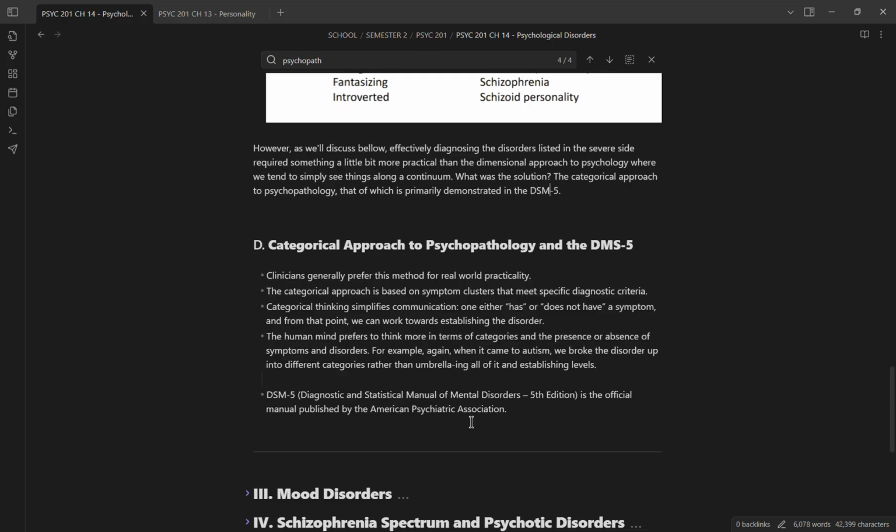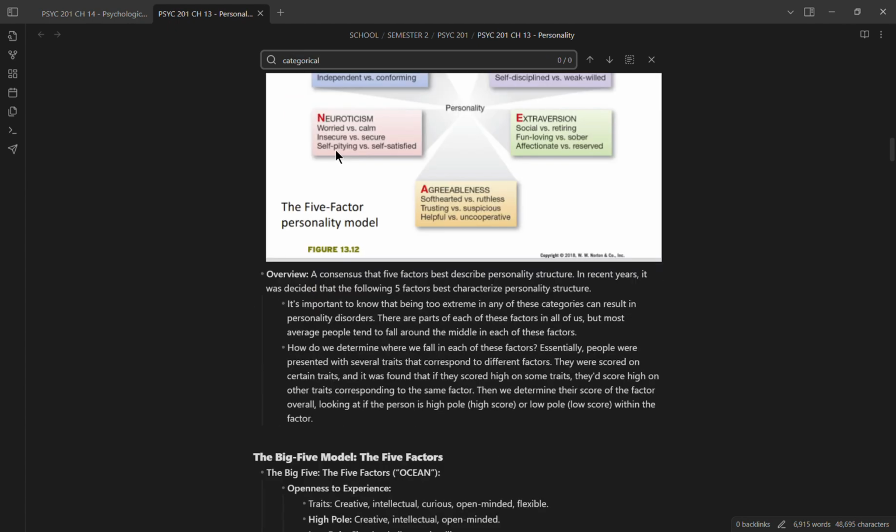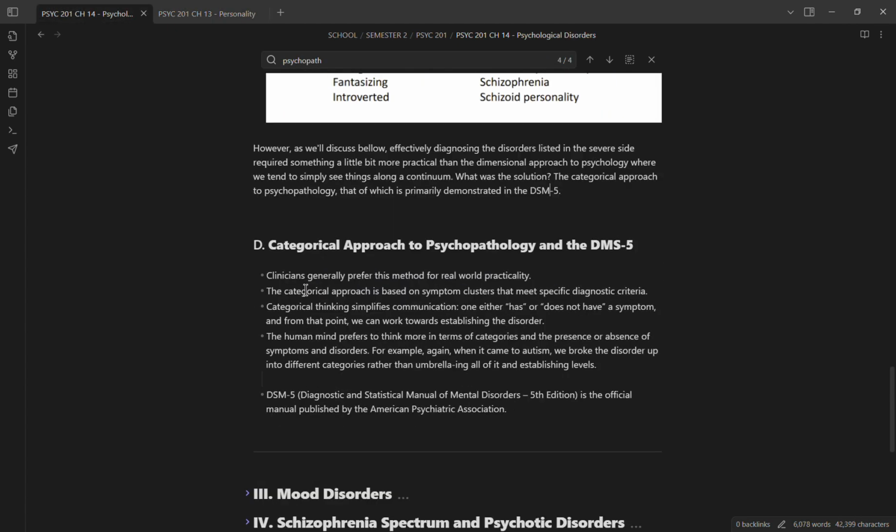So the categorical approach, again, I think we might have gone through this in personality. I guess we did not. Yeah, the categorical approach, as opposed to the dimensional approach being mostly spectrumistic, it's based on symptoms in clusters. Symptom clusters that meet specific diagnosis criteria. Categorical thinking simplifies communication. Saying either someone has something or does not have a symptom, and from that point we can work towards actually establishing whether they do or don't have the disorder. We're looking at these symptoms and the have-nots or the haves as a cluster.